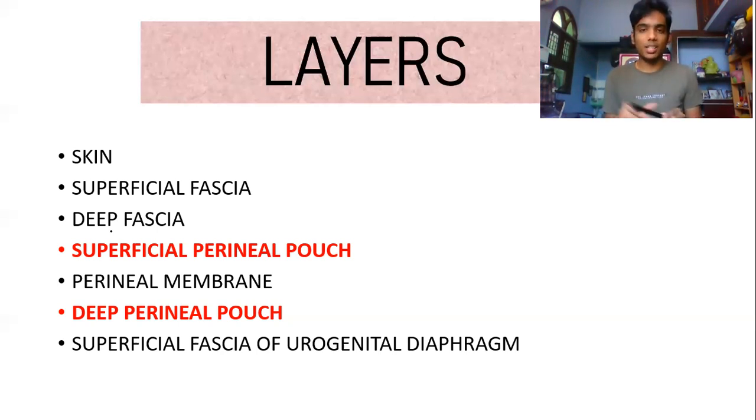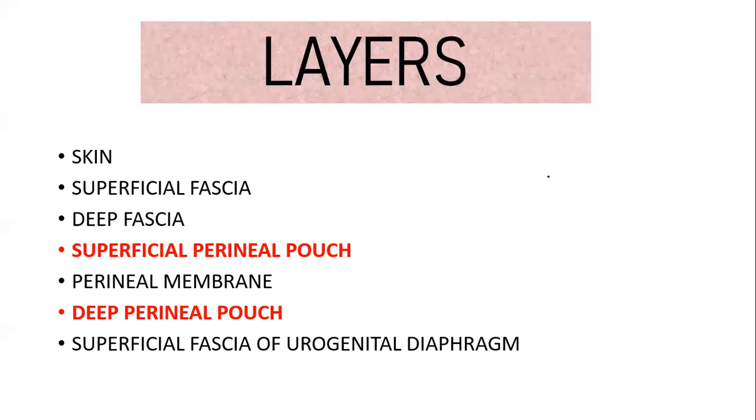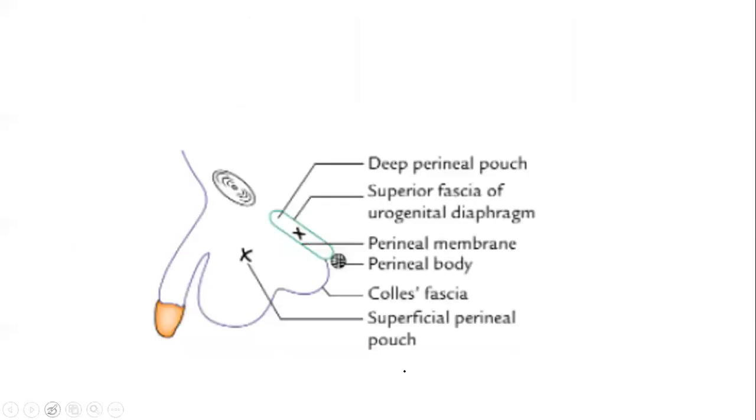Now we'll just look into a picture and understand. So this is a picture given in your Vishram Singh. Yes. So this is the picture. Now, how will you understand this picture? See, this is the penis. This is the superficial fascia of your abdominal wall.